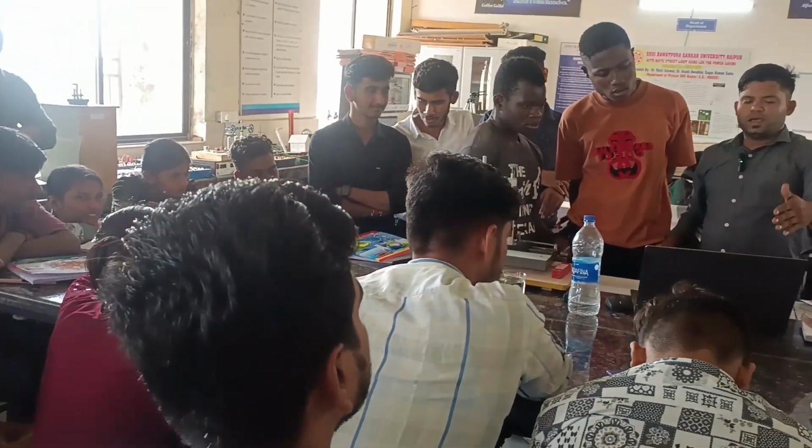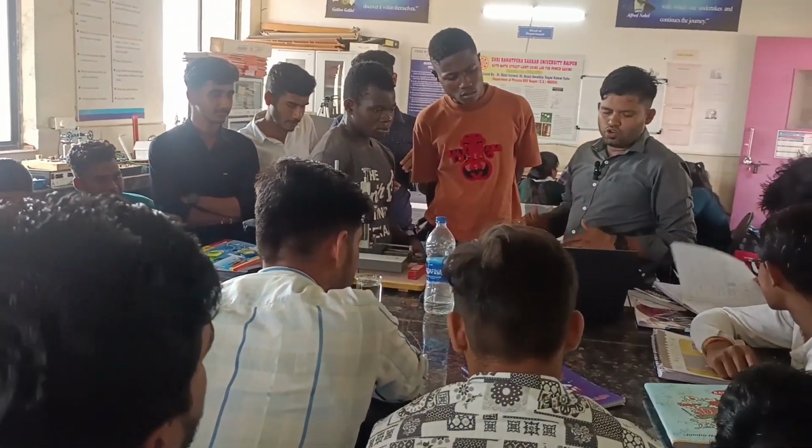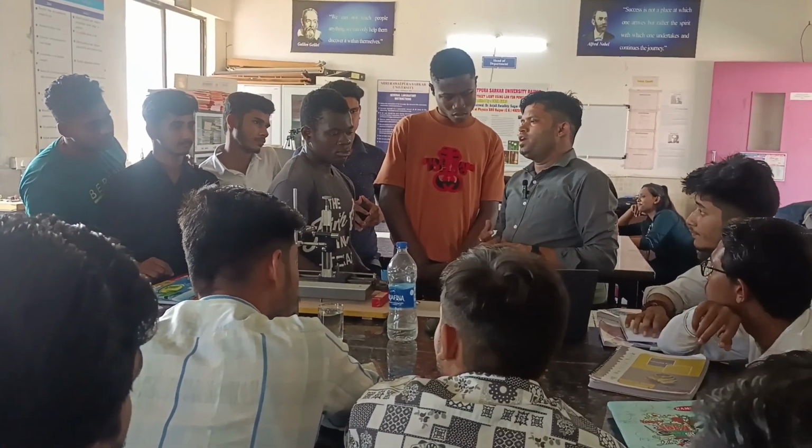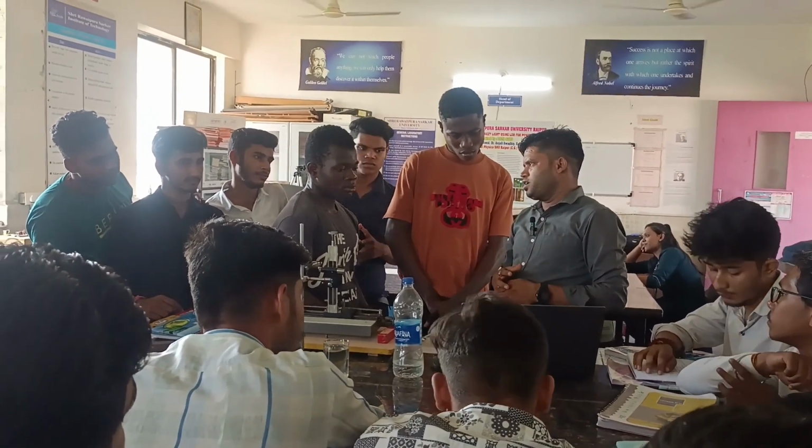And next is percentage error. How to find the percentage error? The formula of percentage error is the standard value minus the experimental value upon the standard value into 100%. Why do we find out the percentage error?